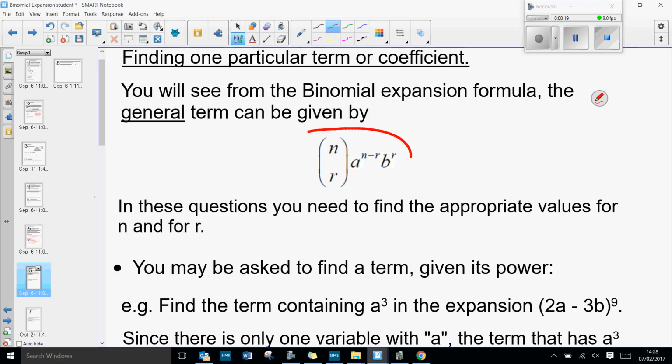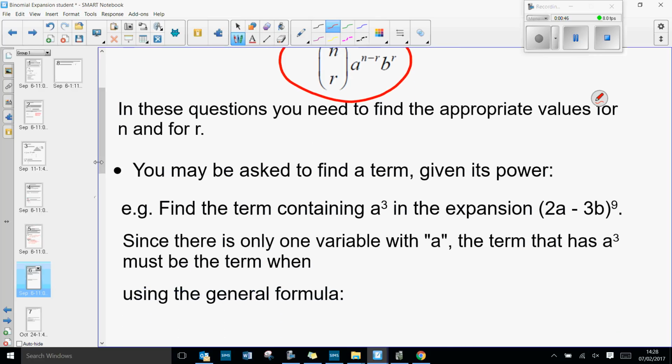This is within that general formula for the binomial expansion. The nCr stands for the Pascal's triangle value. We know that a is the first term of the expansion, n is the power of the bracket, and r indicates essentially which term it is. So in these questions we need to find the appropriate values for n and for r.